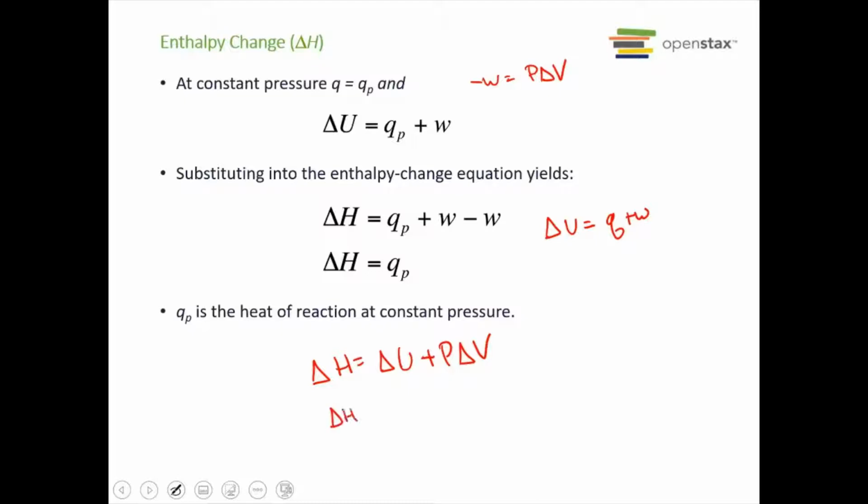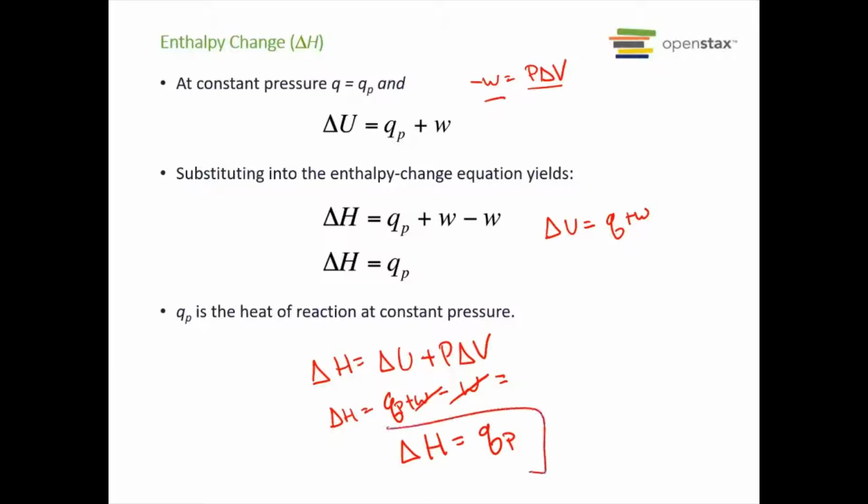So delta H equals Q plus W. And P delta V is equal to negative work. So we can substitute that in for P delta V. And we're going to call this QP since this is constant pressure. And so we see that the works cancel out, and we find that delta H is equal to our heat of reaction at constant pressure. So lots of substituting variables in to get to this cute little equation, delta H equals QP.